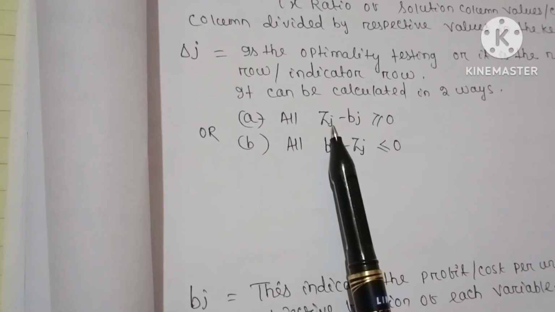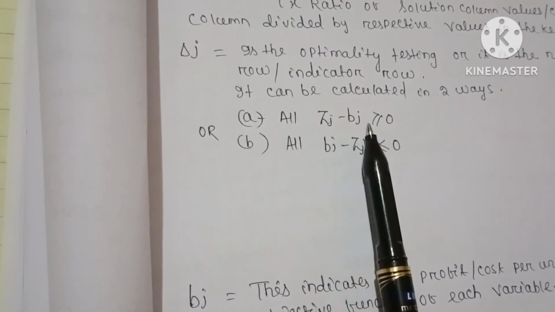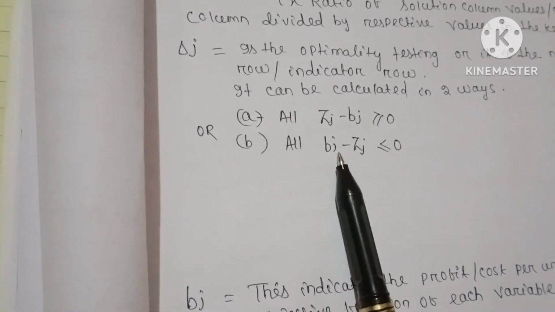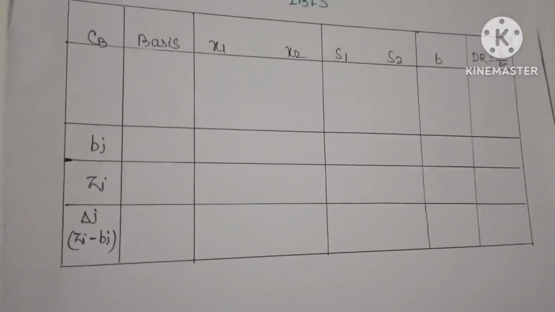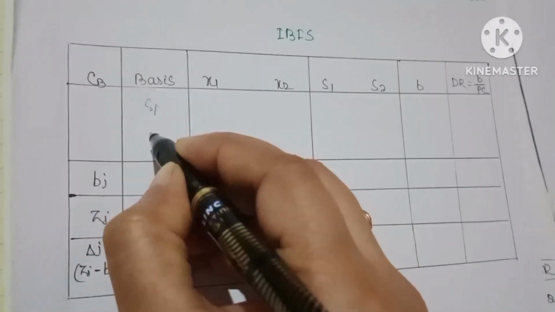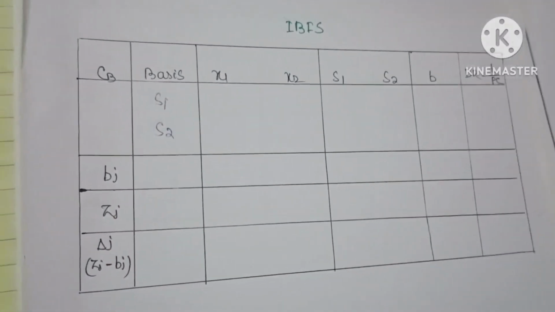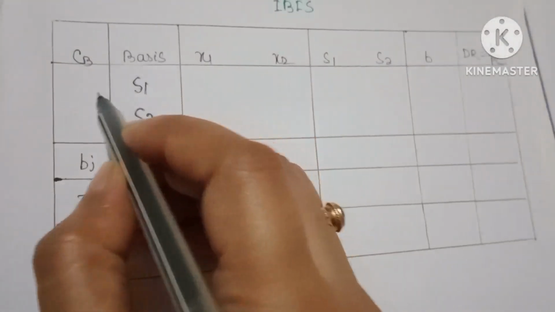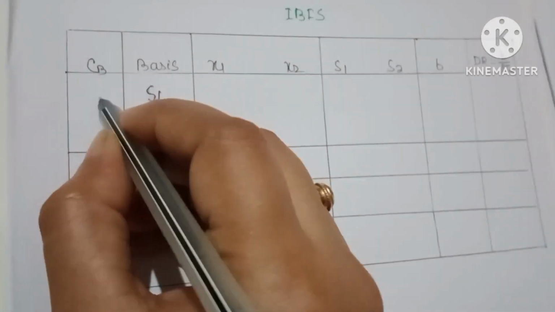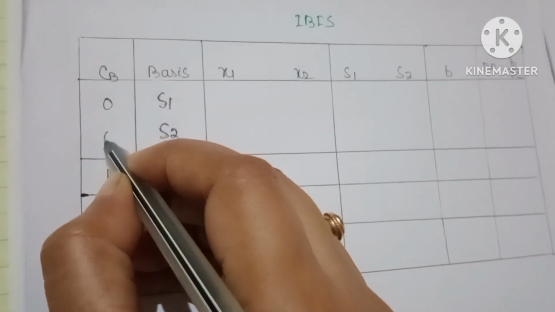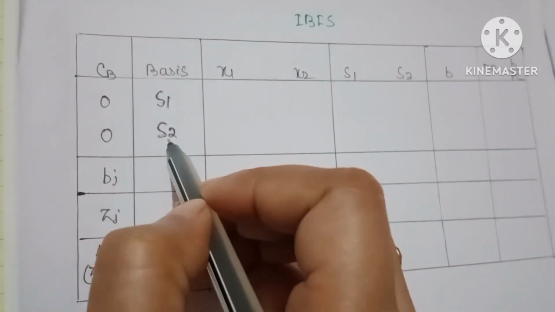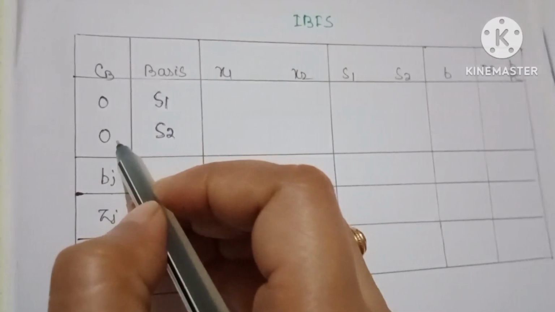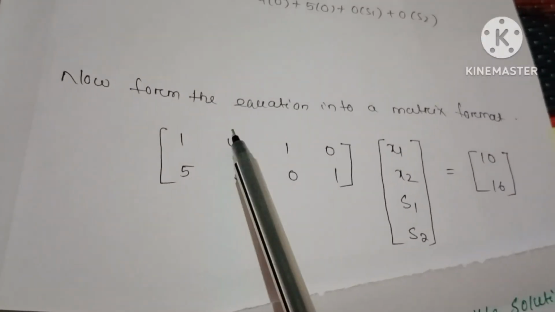First one we can calculate is the difference between zj minus bj, or you can write it bj minus zj. That is s1 and s2. Here we'll take the coefficient of s1 is 0 and s2 is 0. Initially we have taken the coefficient of s1 equal to 0 and also s2 equal to 0, so we'll put it here, from the matrix format.